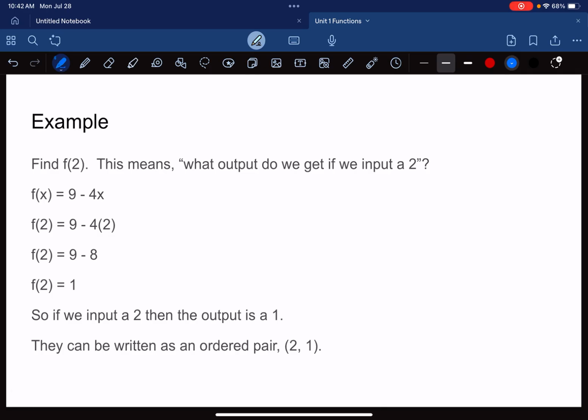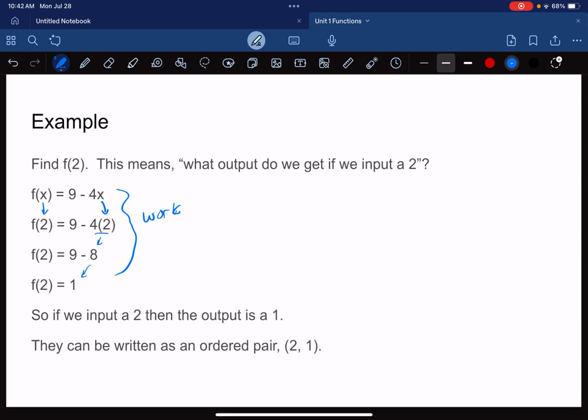So if I say find f of 2, that means what output do you get if we input a 2? So there's our function, and then notice they replace the x with a 2 on the left, and that's just symbolism. All the work takes place on the right side, okay? So I'm going to replace x with 2 on the right, and then I'm going to do the math on the right. 4 times 2 is 8. I've got 9 minus 8. 9 minus 8 is 1.